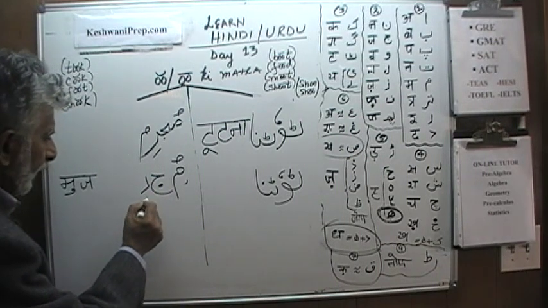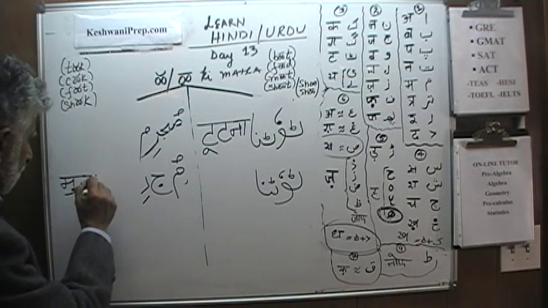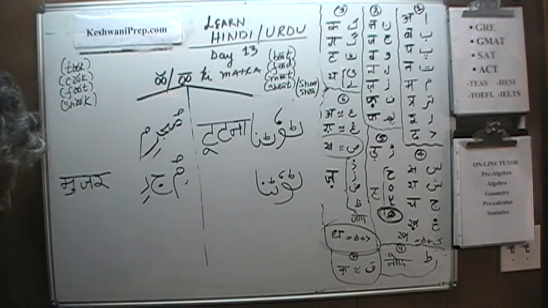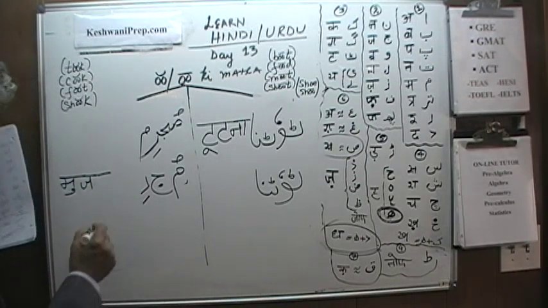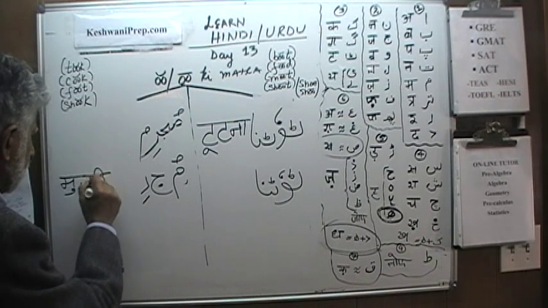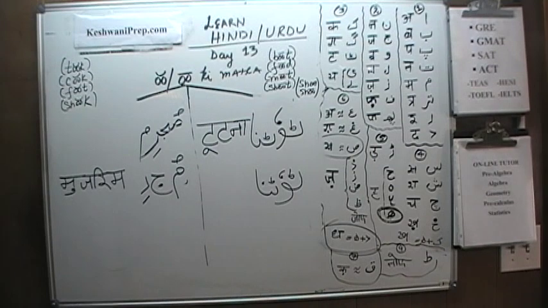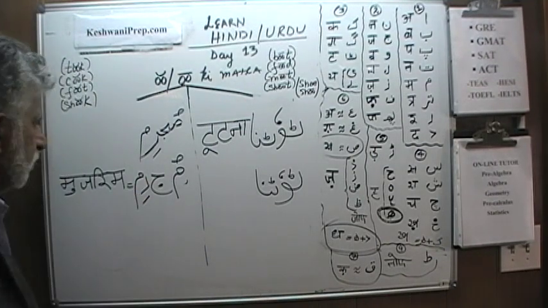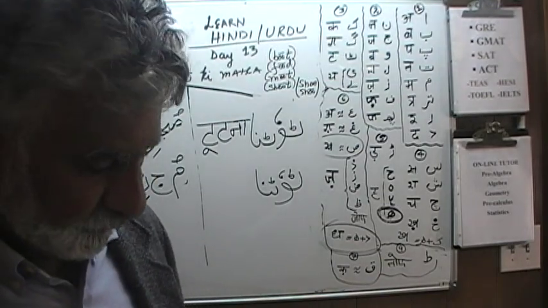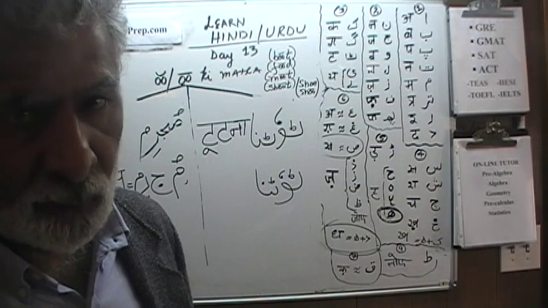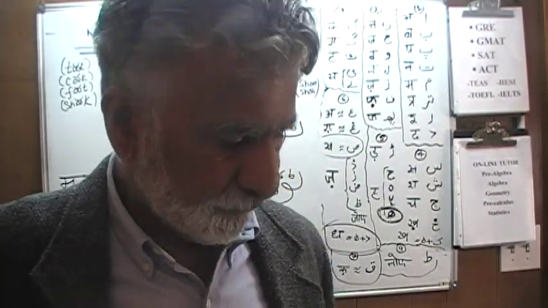And it's the choti ki matra. It has a zer underneath it. That's choti ki matra. Muj. Oh, I left no room for myself. The choti ki matra is going to go on the left. Muj. Ri. Ma. Mujrim. What is a mujrim? Mujrim is an accused. If you're accused of having done something wrong, having committed a crime, the accused in the court is called mujrim.